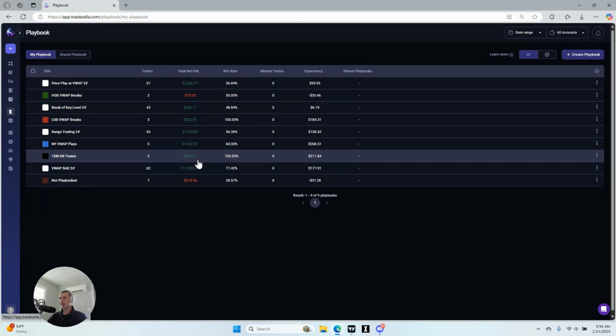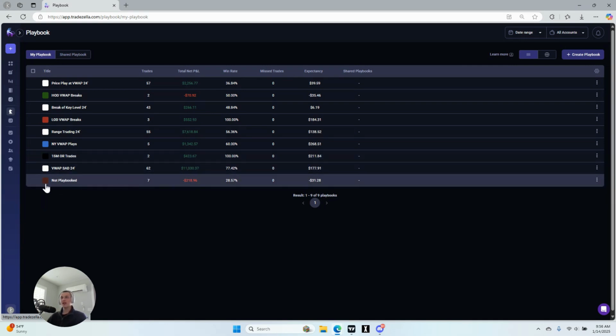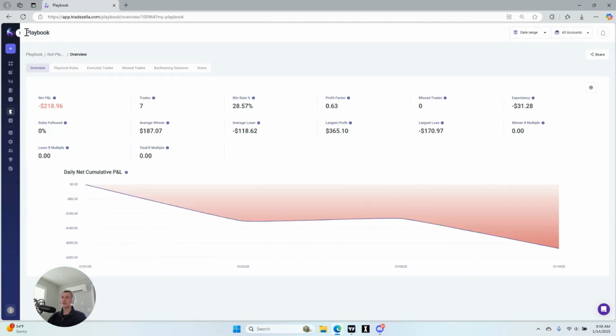15-minute opening range trades, 100%. I'll explain that in just a sec. And then I have a not playbook section. This is for if it doesn't exactly fit into one of my playbooks, which, to be quite frank, I should be taking all of them. But we all know it's going to happen sometimes, we're going to let the discipline slip, and we're going to end up taking it. You can see 7 trades in, I'm losing money, 30% win rate.